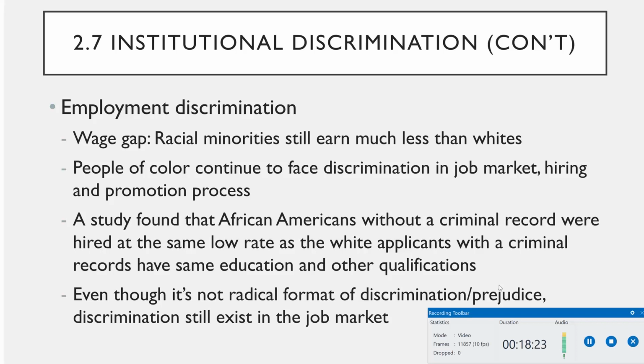So there is also employment discrimination. There is a wide wage gap between whites and other minority members. People of color continue to face discrimination in the job market, from the hiring process to the promotion process. One study found that even though they have the same qualifications, African Americans without a criminal record had a similar job acceptance rate to whites who have a criminal record. So a criminal record was not a very meaningful indicator in the job market compared with race and ethnicity.